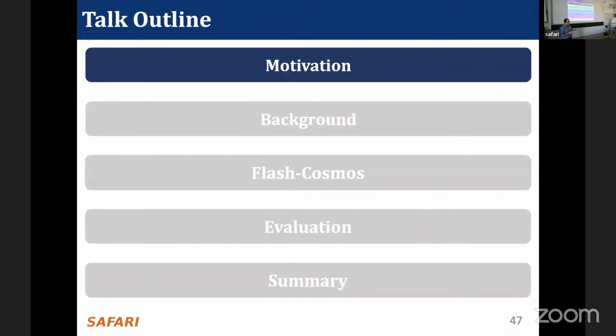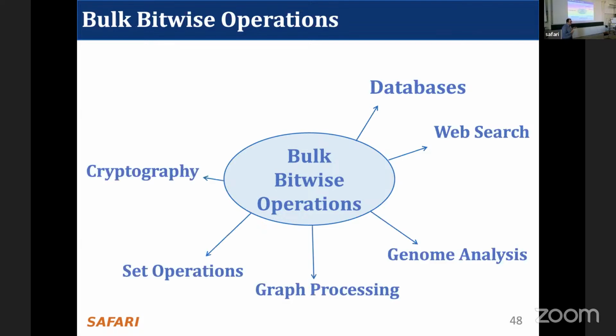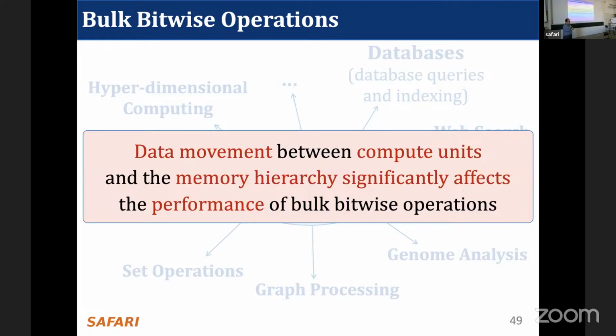So I will provide motivation, and also some background about flash memory, because it's needed to understand this work better. For motivation, we will skip through quickly. Bulk bitwise operations, as I said, have been used in many important applications like databases, web search, genome analysis, graph processing, set operations, cryptography, hyperdimensional computing, and so on. But unfortunately, data movement between compute units and the memory hierarchy significantly affects the performance of bulk bitwise operations.